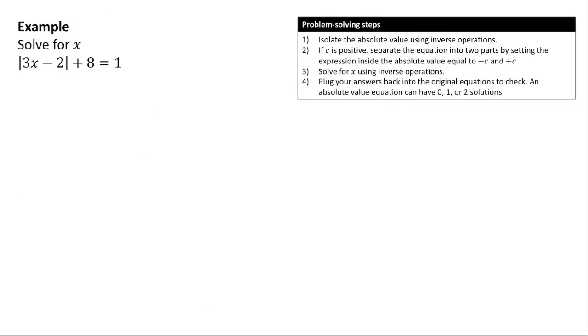So now let's try solving this problem. So here we have another absolute value equation. I'm going to go ahead and isolate the absolute value by subtracting 8 from both sides. So I get the absolute value of 3x minus 2 is equal to 1 minus 8, which is negative 7.